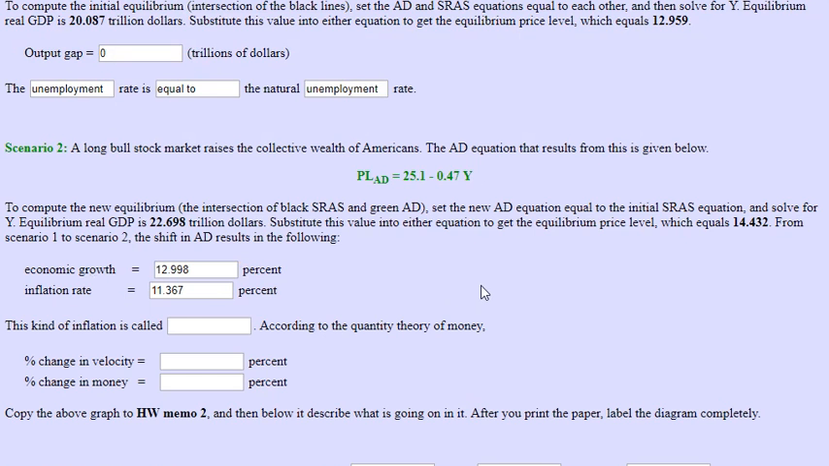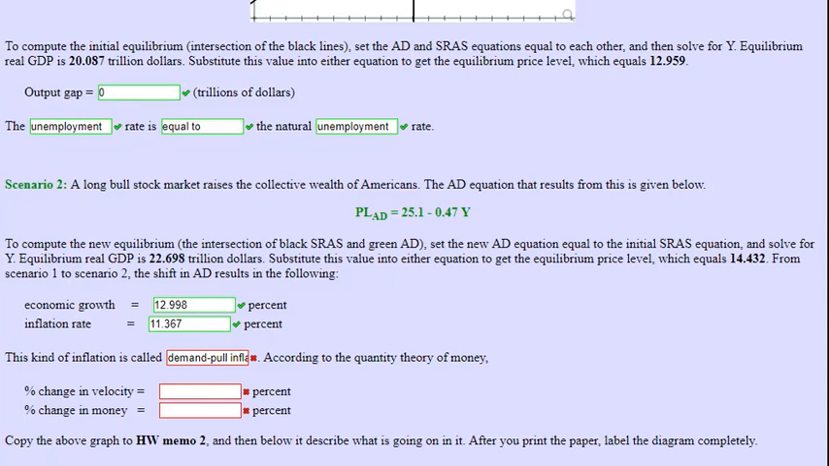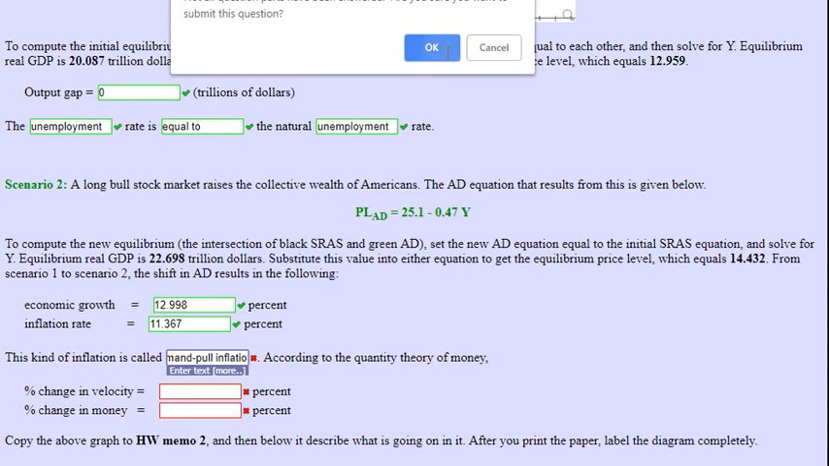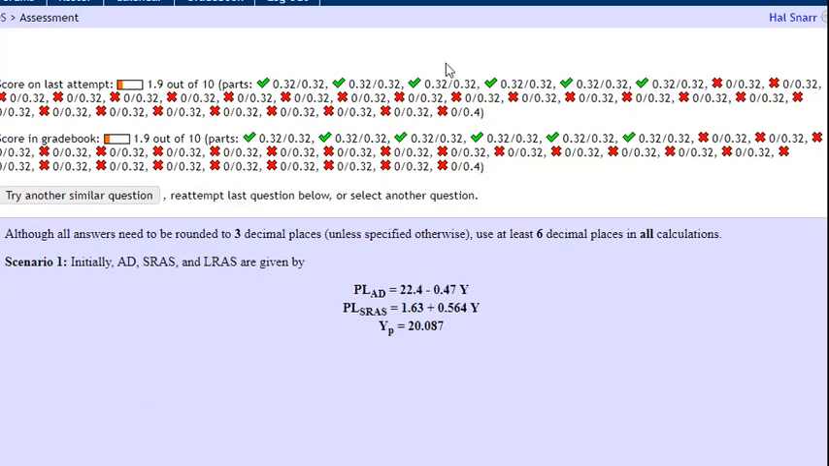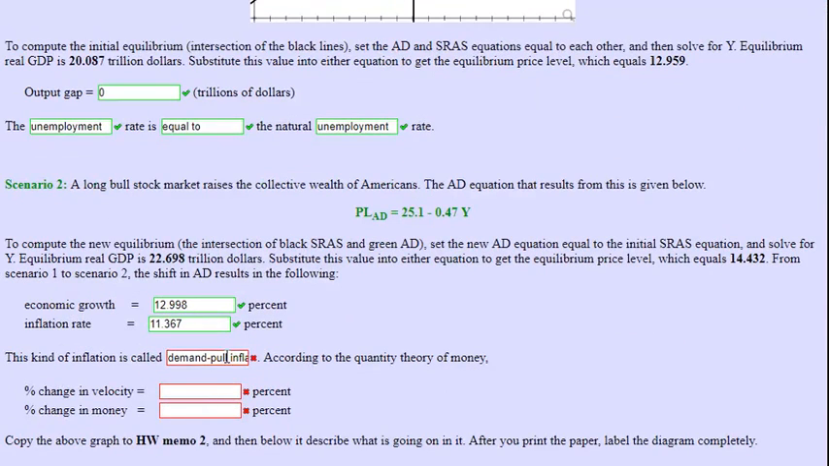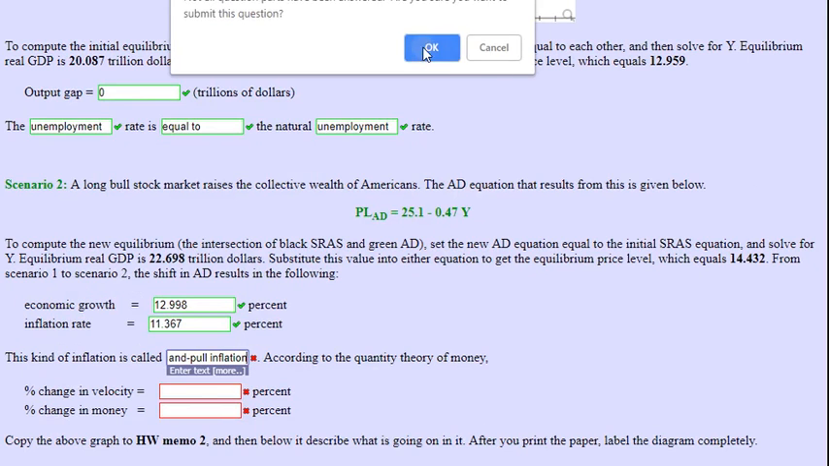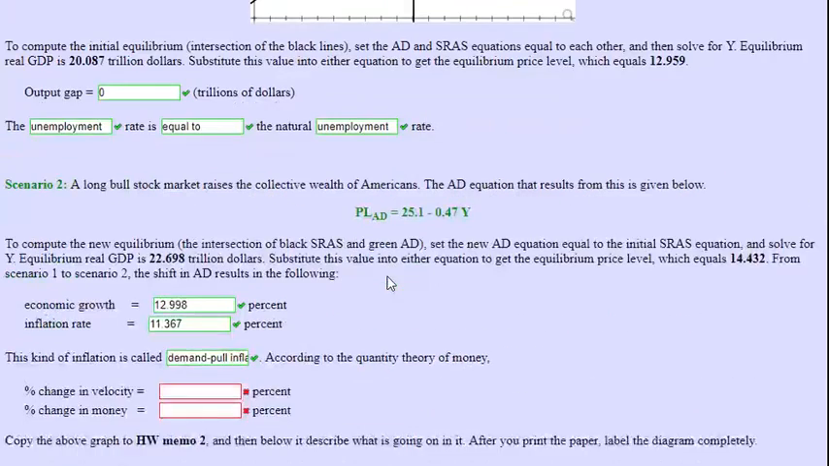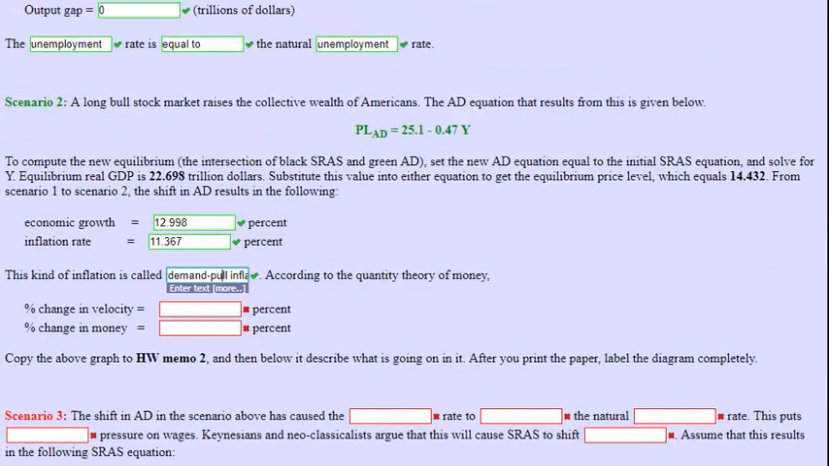Okay, this kind of inflation is called demand-pull. I have a hyphen there. Demand-pull inflation. I'm going to hit enter. Check my work so far. Oh, demand-pull inflation with an N. Okay, got to make sure you spell it right. And I get that right. So that is demand-pull inflation.